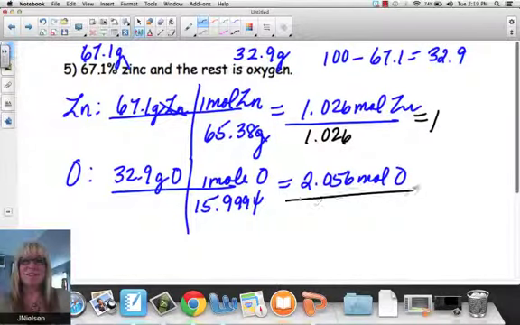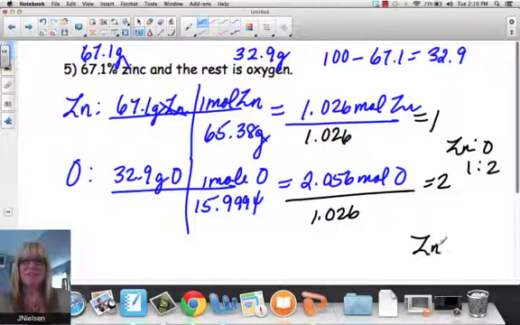That gives me 1, and this gives me 2. So my Zn to O is a 1 to 2 ratio. So ZnO2 is my empirical formula. Okay, and that's it for this lesson. This is determining the empirical formula given either the percent composition or the grams.